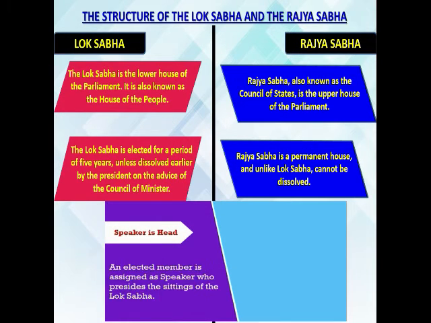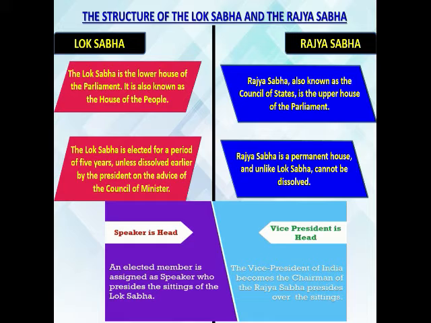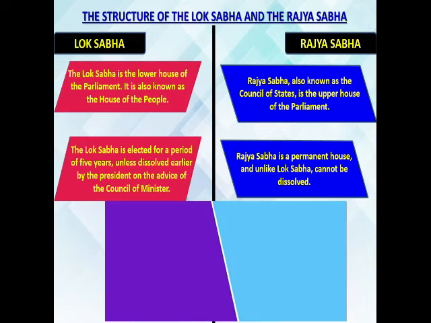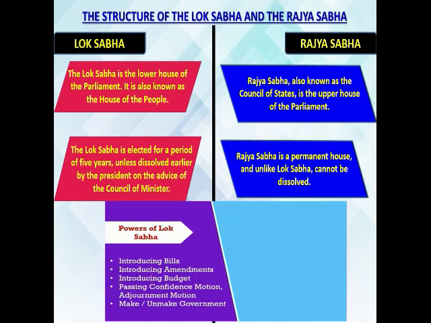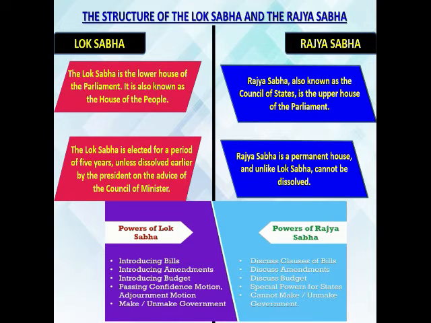An elected member is assigned as Speaker who presides over the sittings of the Lok Sabha. The Vice President of India becomes the Chairman of the Rajya Sabha and presides over the sittings. Lok Sabha has the power of introducing bills, introducing amendments, introducing budget, passing confidence motion, adjournment motion, and it can unmake government, while the powers of Rajya Sabha include discussing clauses of bills, amendments, budget, special powers for states, but it cannot unmake government.